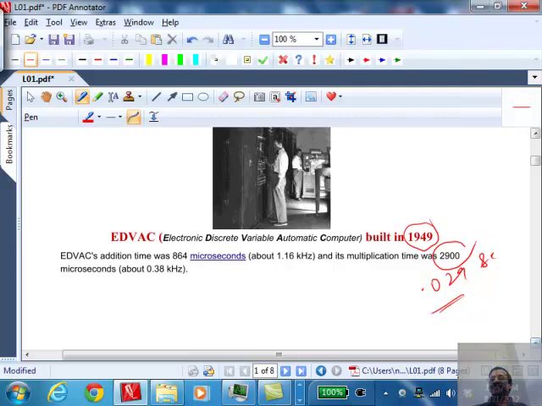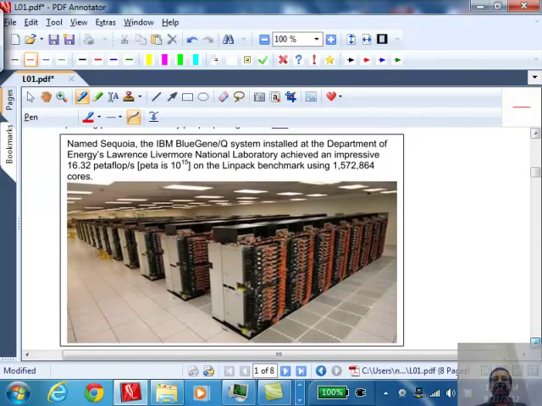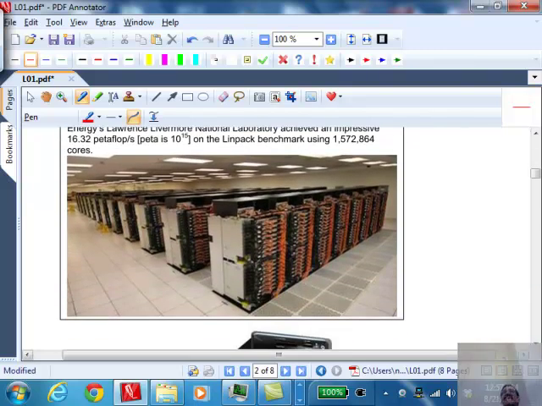We are getting closer to the truth. Okay? That is the latest computer that the Lawrence Livermore Lab has. Okay, Department of Energy. You know how many computers there are? 1.5 million computers connected together. So they work together. Okay?